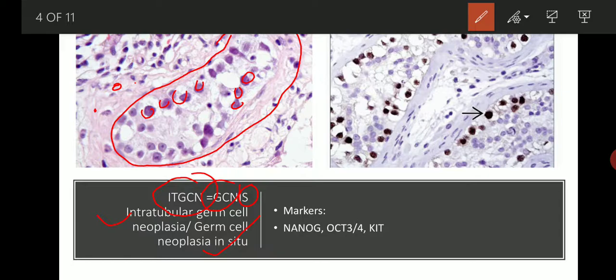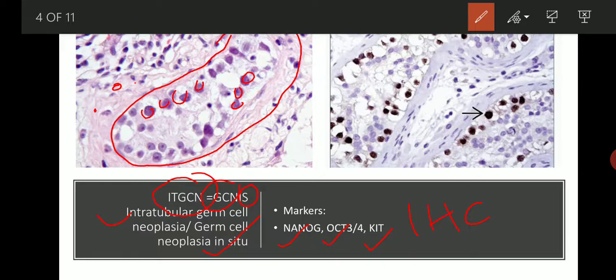Sometimes it is important to identify the presence of germ cell neoplasia in situ, and they are confused with normal spermatogonia. So we use markers by the test known as immunohistochemistry. The immunohistochemical markers for germ cell neoplasia in situ are enumerated here. They are three: NANOG, OCT 3/4 and KIT. Please remember the names. These three markers are used as immunohistochemistry for detection of the germ cell neoplasia in situ of the testis.